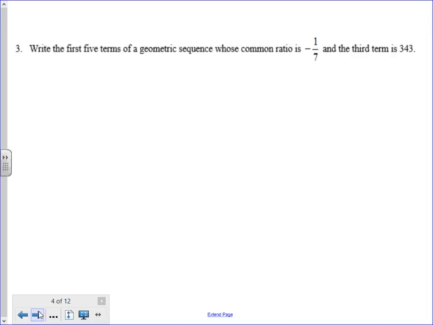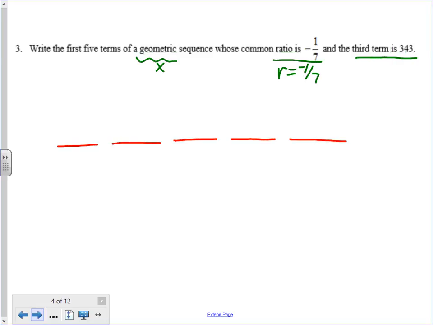Number 3 is very similar, except this time we have a geometric sequence, which is multiplication. It says I have a ratio of negative 1 over 7 and a third term of 343. So I'm going to set this up the same way. I'm going to write out 5 blanks for 5 terms. I'm going to fill in the third term being 343.